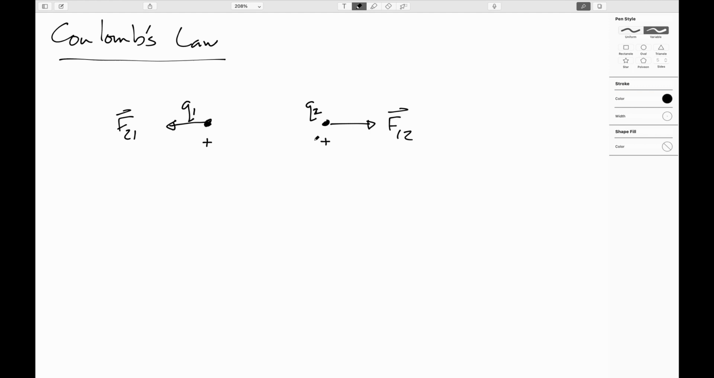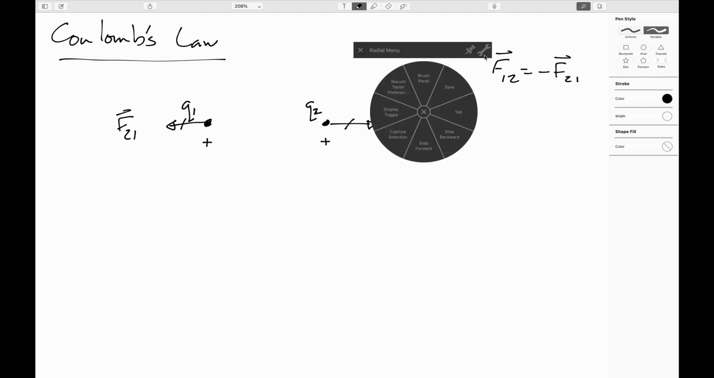Okay, so I hope that we agree that they have to be equal to each other via Newton's third law. Newton's third law is still true, so F12 will still equal minus F21. And remember, this minus sign just means that the vector points in the opposite direction.